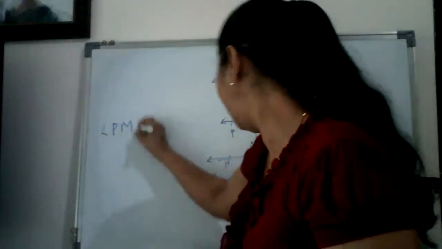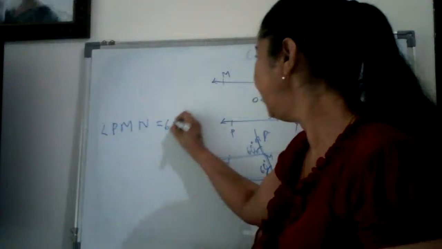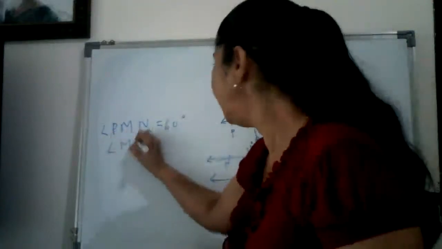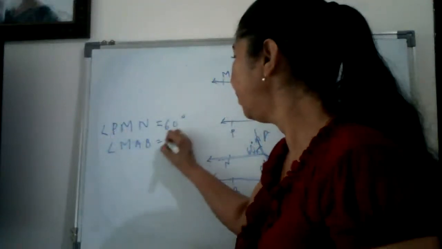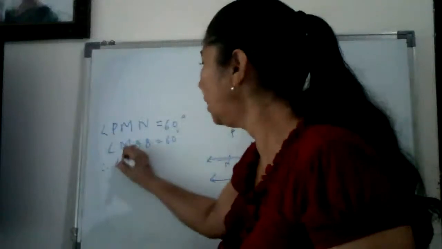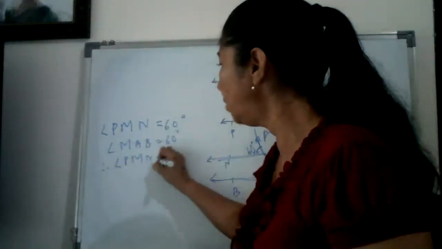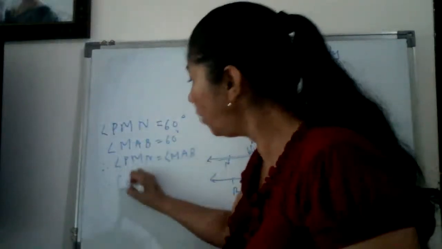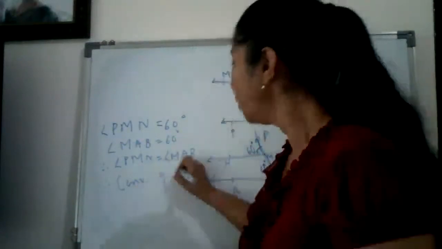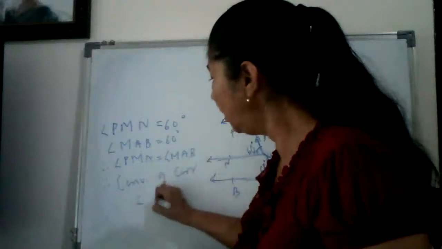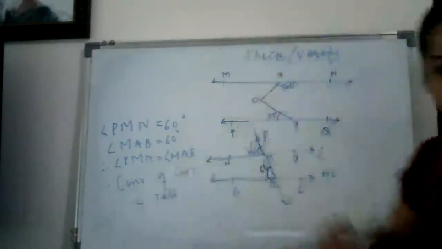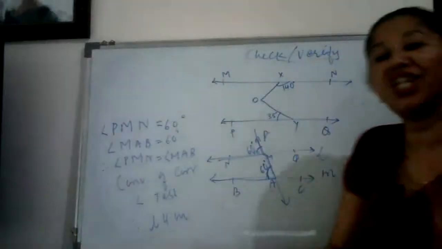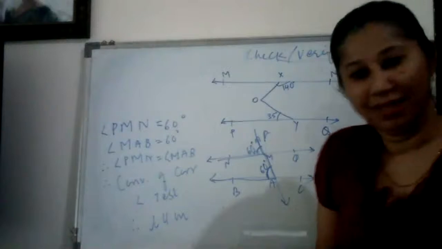एंगल पी एम एन is 60 degree, angle MAB is 60 degree, and therefore angle PMN is equal to angle MAB, and therefore converse of corresponding angle test. ये रिवर्स टेस्ट हो गया कि जब x इक्वल है and therefore lines are parallel to each other. यहाँ पे आपको ये क्या पूछेंगे? चेक whether the lines are parallel or not. समझ में आ रहा है?